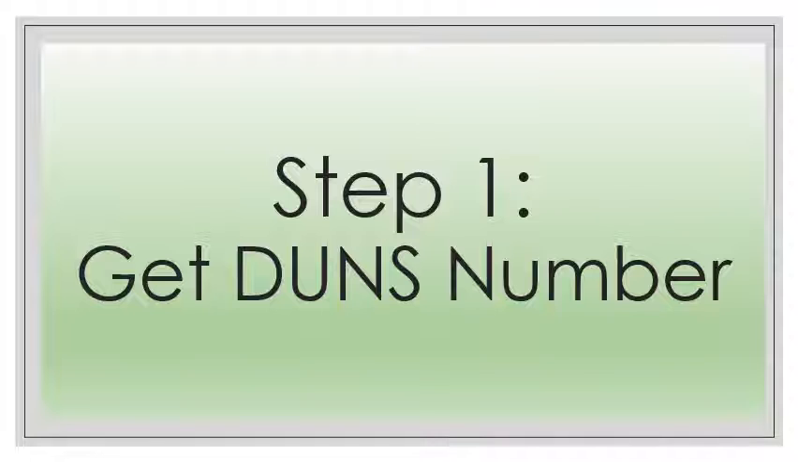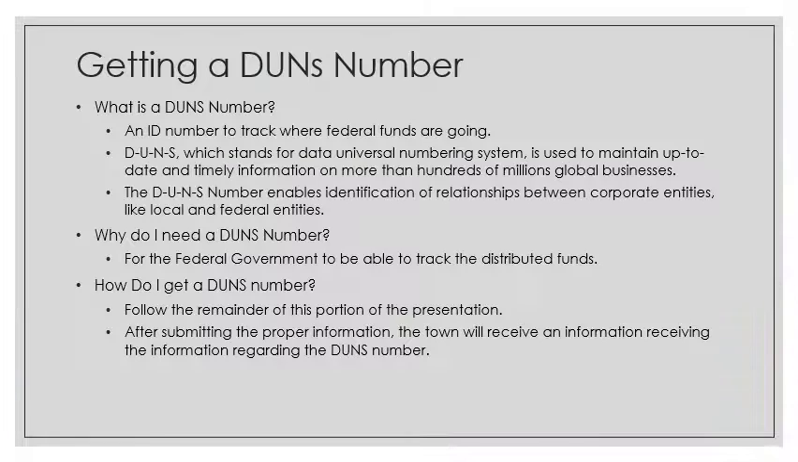We start with the DUNS number because it's needed before you get into the SAM system. A DUNS number is a financial tracking tool. It's a unique number assigned to each business that registers for one. It's issued by a private company, not the federal government, but the federal government will use this number, and it's required for American Rescue Plan funding.